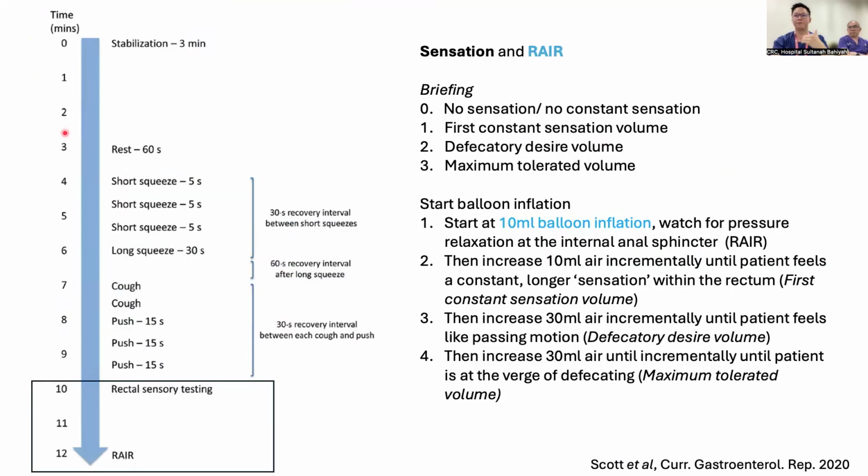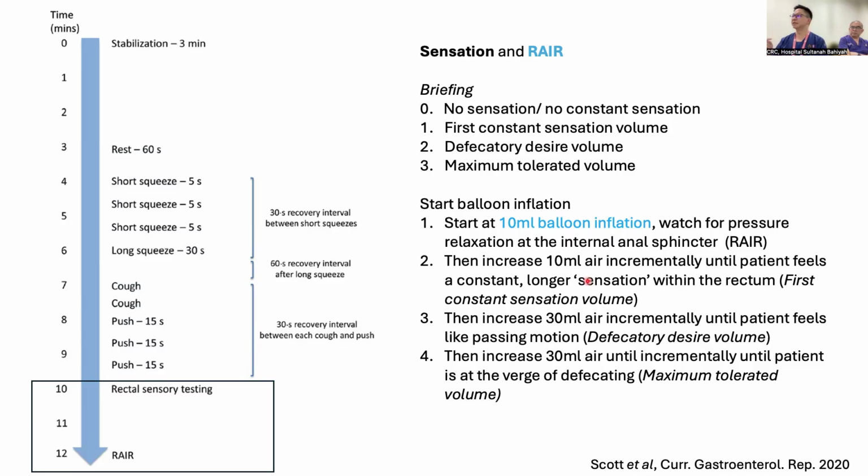After we have the RAIR, we proceed to perform the rectal sensations. We increase by 10 mL, 10 mL, 10 mL until the patient tells us, yeah, I feel something that doesn't go away. I feel something in my rectum that is lasting a little bit longer, five seconds, six seconds, it's not going away. This is coined as the first constant sensation volume. The first volume where you start to feel something that doesn't go away. Maybe a small poop. After we record that first constant sensation, we increase a little bit faster, because we can't be pushing 10 mL every time. It's going to take us forever. So we increase it to 30 mL until the patient tells us, yeah, now I feel like I want to pangsai. I feel like I want to defecate.